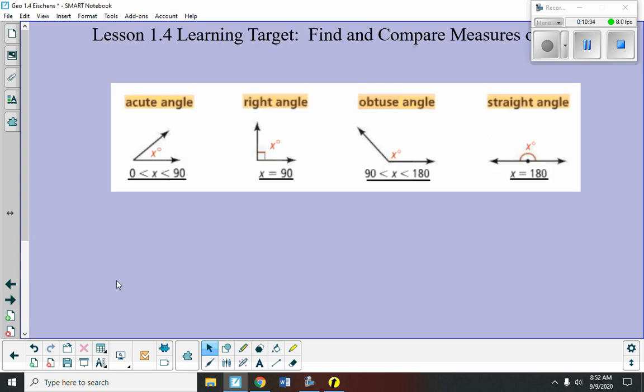Now some special types of angles. An angle that has a measurement of between 0 and 90 is called an acute angle.